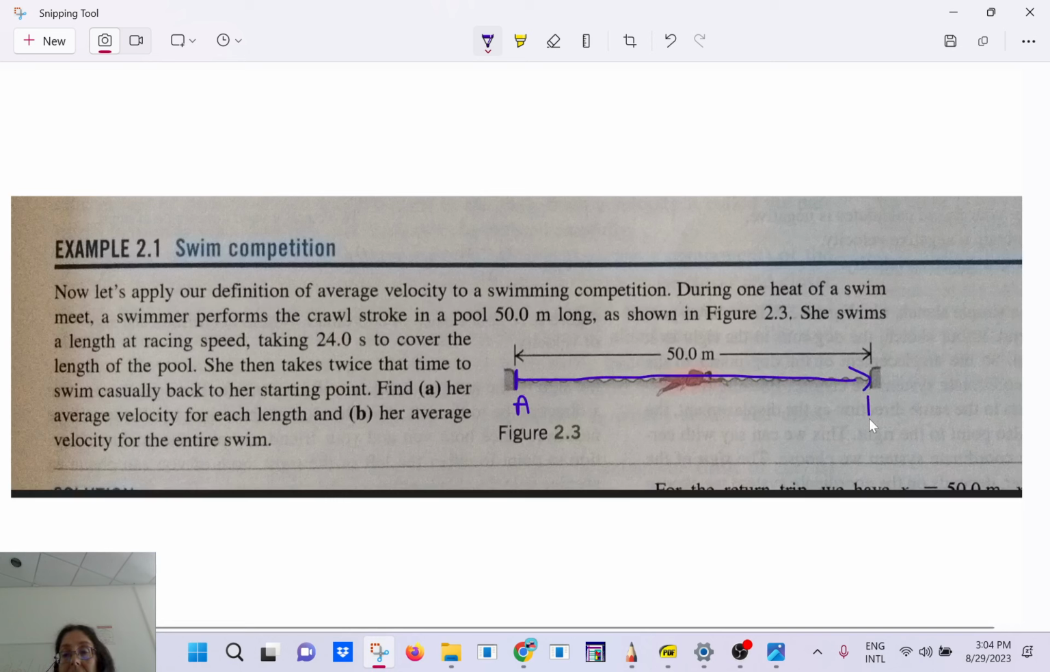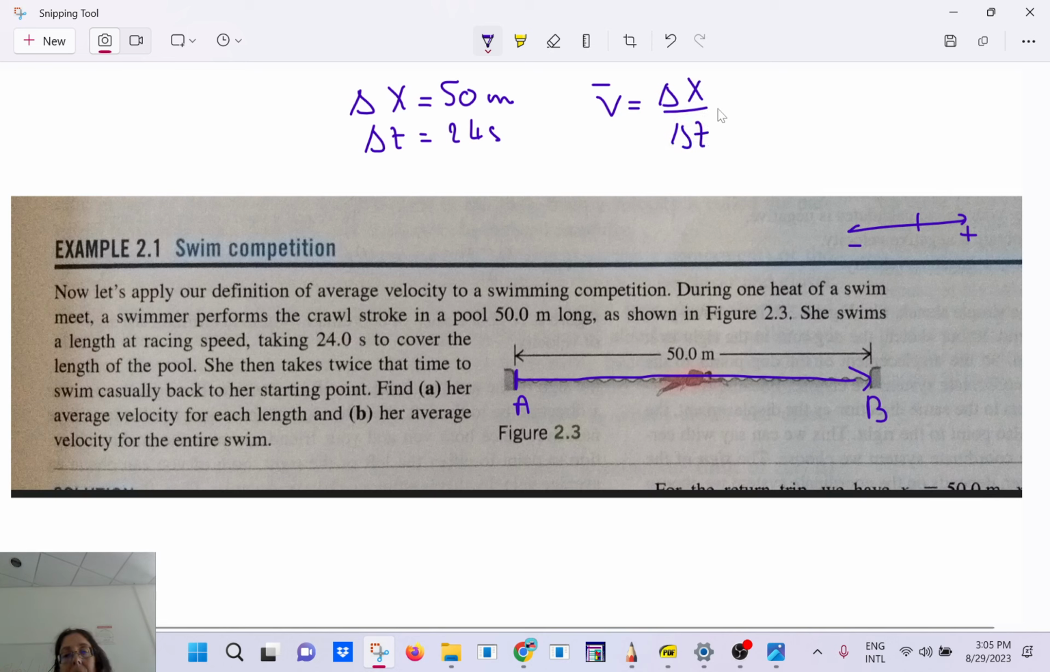First run, you go to B. That's your displacement, A, B. Okay, you can call that the x-axis here, so plus, minus. So your displacement delta x equals 50, right? How long does it take? 24, right? So time elapsed is 24 seconds. So by definition, your average velocity is the displacement divided by the time elapsed.